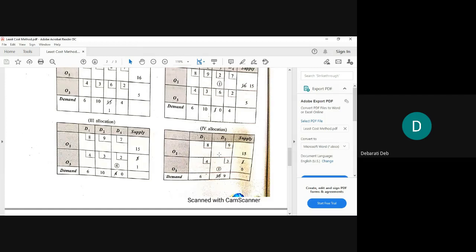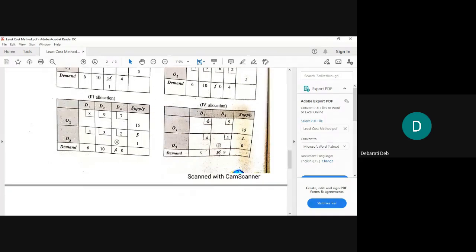In the fourth allocation, which is the least cost? The least cost is 3 in the cell O3D2, right? So we have to allocate now. We will compare 10 and 1. 1 was there. So out of 10 and 1, obviously 1 is the lowest. So we will allocate 1 in this cell.